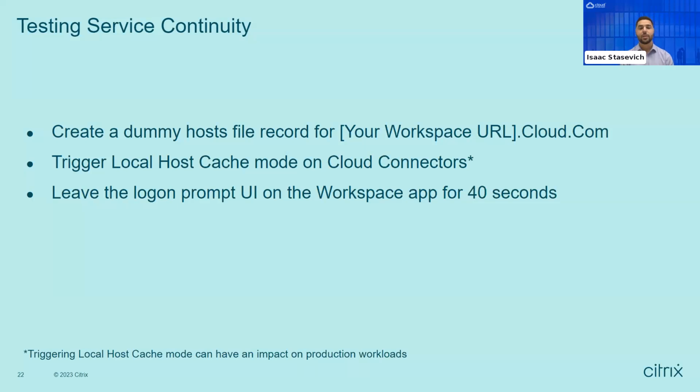And then last is, if you leave the logon prompt of the UI for the workspace app or in the browser for about 40 seconds, you'll actually be prompted to go into an outage mode and use those connection lease files. So there are a few different ways that you could test and trigger this. You could also do this on a per delivery group basis. So if you have a test delivery group, you could just enable it for that test delivery group and keep it disabled for everything else. There's a lot of different options that we could do for testing. So hopefully that clears things up and answers that question. But if there's any follow-ups, please do be sure to ask them in the chat.